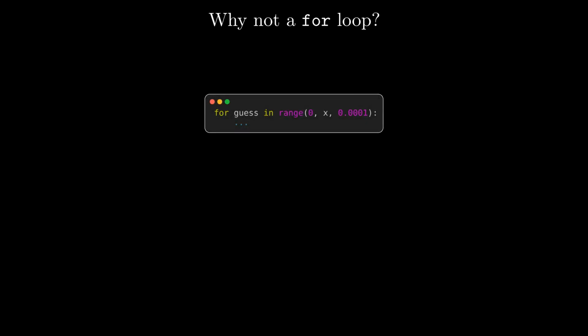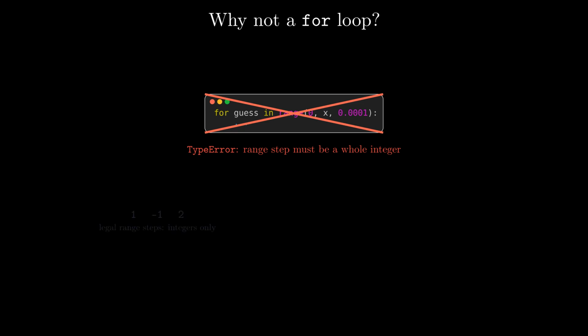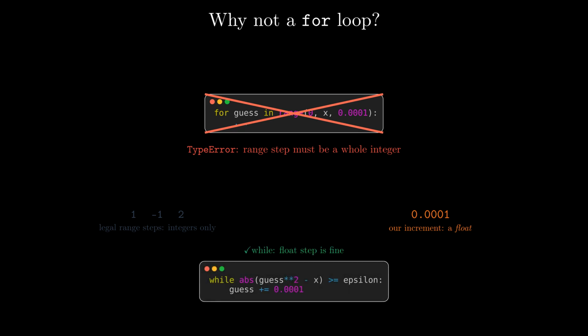A quick but important aside about loops. You might wonder why we use a while loop instead of a for loop. A for loop in Python works over a range, and the step of a range has to be a whole integer, positive or negative. Our increment is 0.0001, a float. A range cannot step by a fraction, so a for loop simply cannot do this. We need a while loop whose condition we control directly.